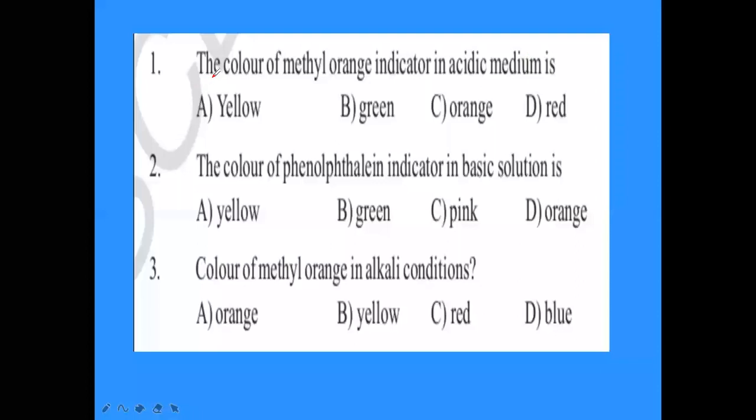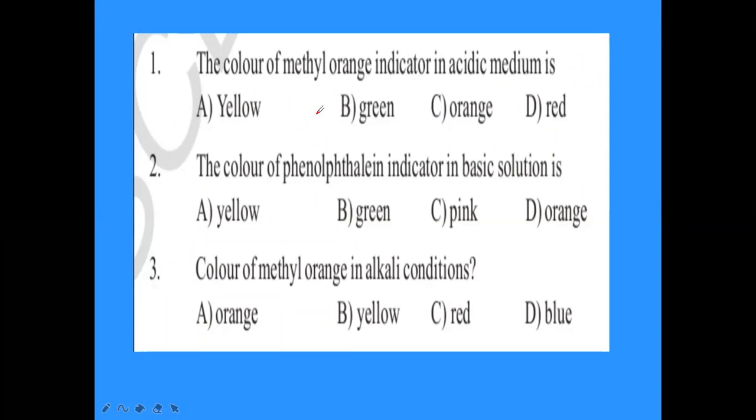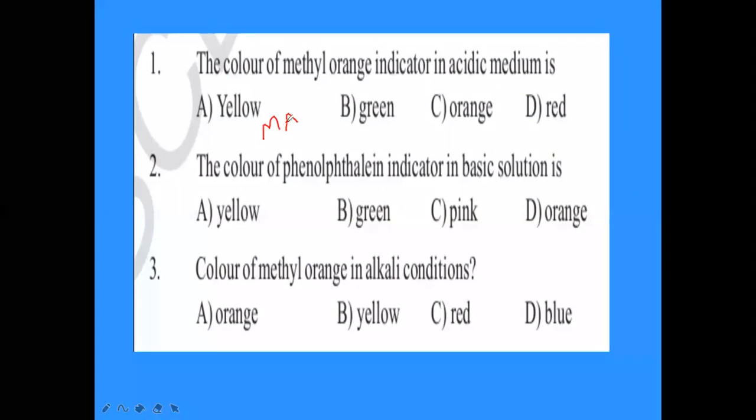Now see, the first bit at the end of the lesson says that the color of methyl orange indicator in acidic medium is dash. What is the color of methyl orange in acidic medium? What did I tell you to remember? MAR. MAR stands for methyl orange, acidic medium, red. Methyl orange, acidic medium, which color? Red color. So the answer is red.